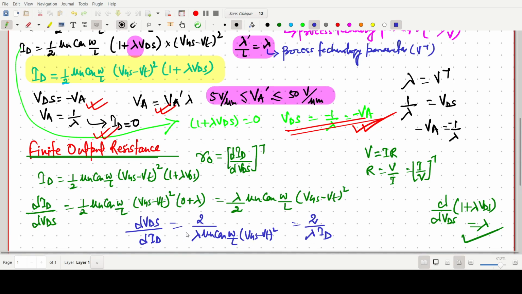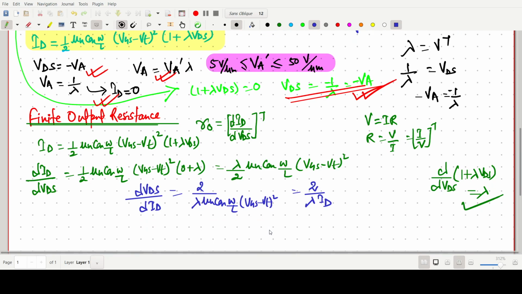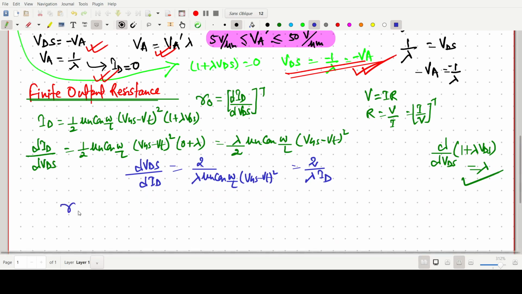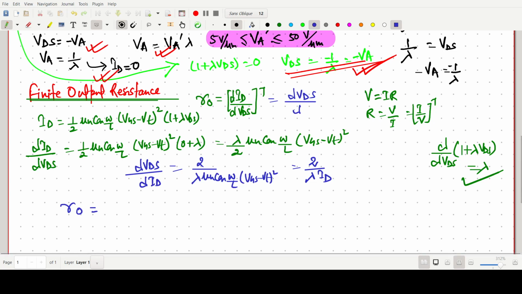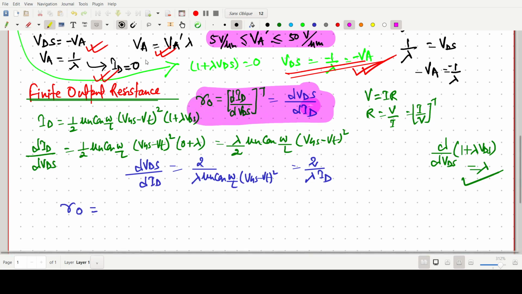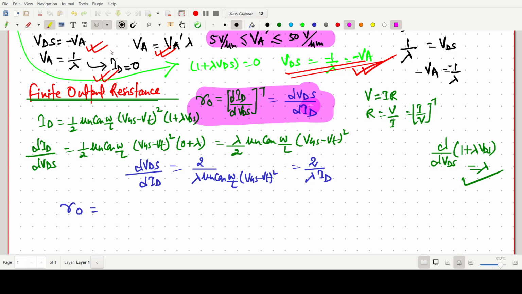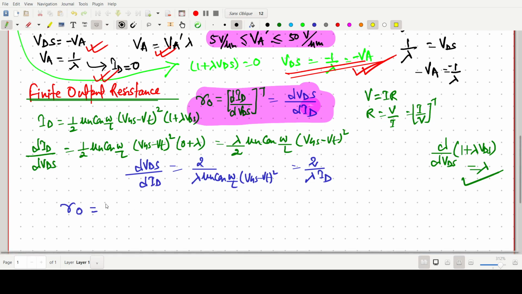Very simple. So in general, what will the R naught value be? This one is del VDS by del ID, or we can write this as del VDS by del ID, same thing. These all are the same expression. I'm just giving the brief on how to find it. So this R naught will be 2.